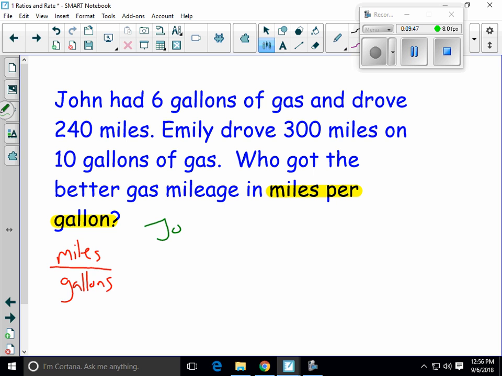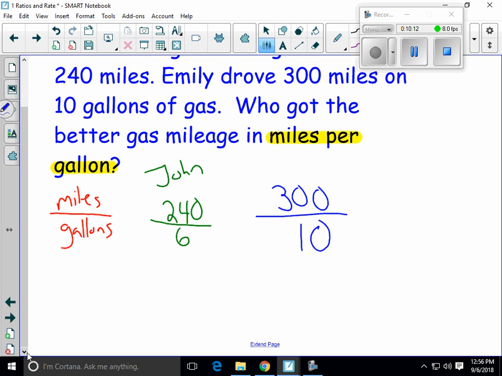Now it says John had 6 gallons of gas and drove 240 miles. So 240 is the miles, I'll put that on top. 6 is the gallons, I'll put that on bottom. And we're comparing that to Emily. Emily drove 300 miles on 10 gallons. Miles goes on top, gallons goes on bottom. So for John's, I would do 240 divided by 6. That's 40 miles per gallon. And Emily, 300 divided by 10, that's 30 miles per gallon.